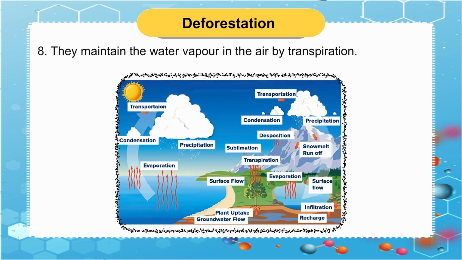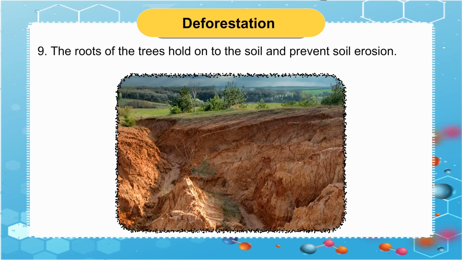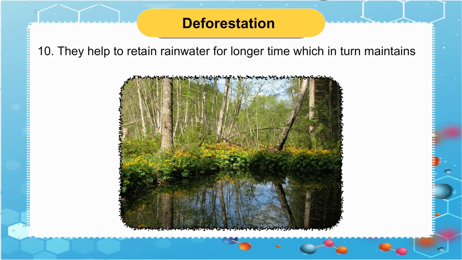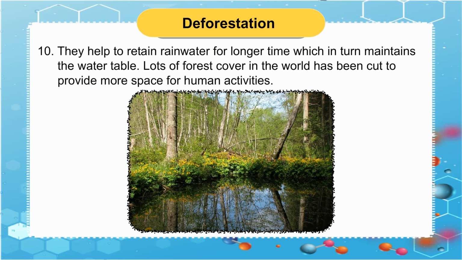8. They maintain the water vapor in the air by transpiration. 9. The roots of the trees hold on to the soil and prevent soil erosion. 10. They help to retain rainwater for longer time, which in turn maintains the water table. Lots of forest cover in the world has been cut to provide more space for human activities.